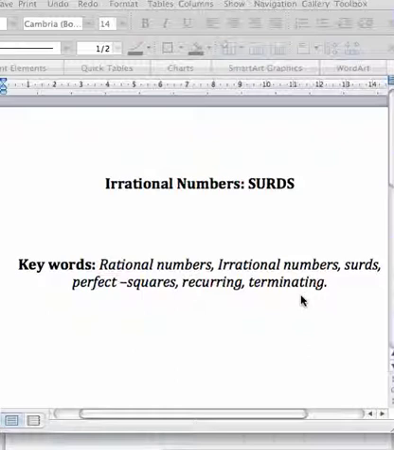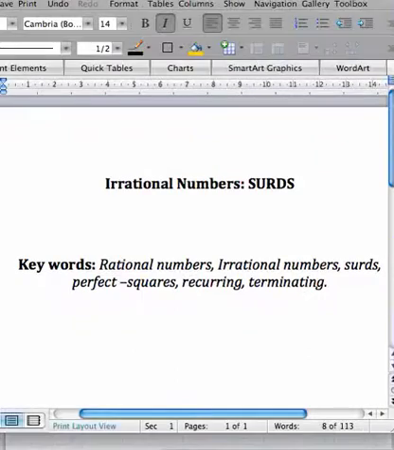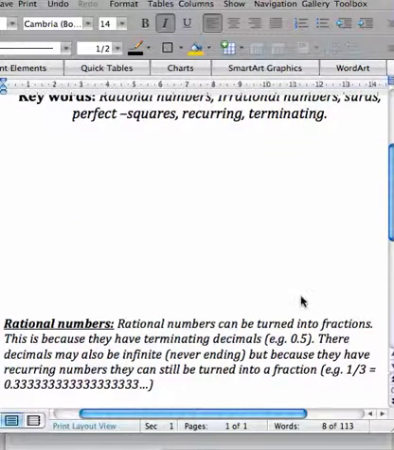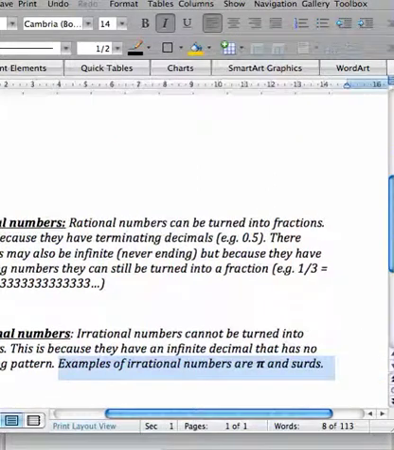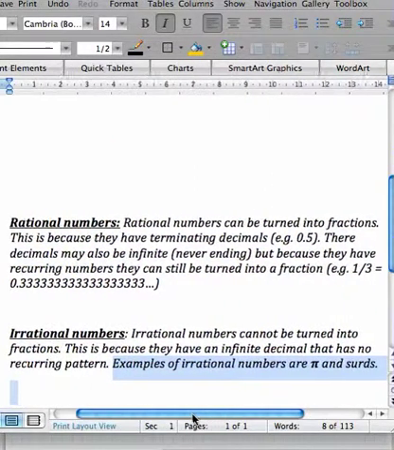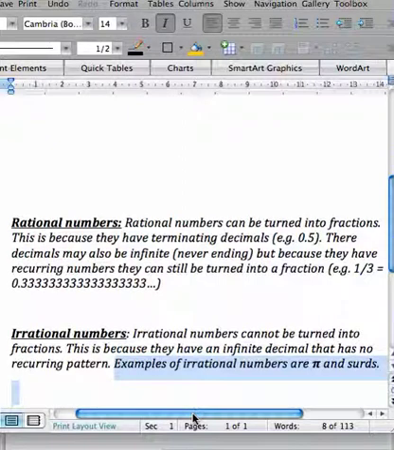Some of these might sound familiar, and we'll start with the first two: we'll compare rational numbers and irrational numbers. Basically, rational numbers, in a short version, are numbers that can be turned into fractions. For example, you might have decimals, and these decimals can actually be turned into fractions, so they're rational. Irrational numbers are the opposite, which means they can't be turned into fractions.